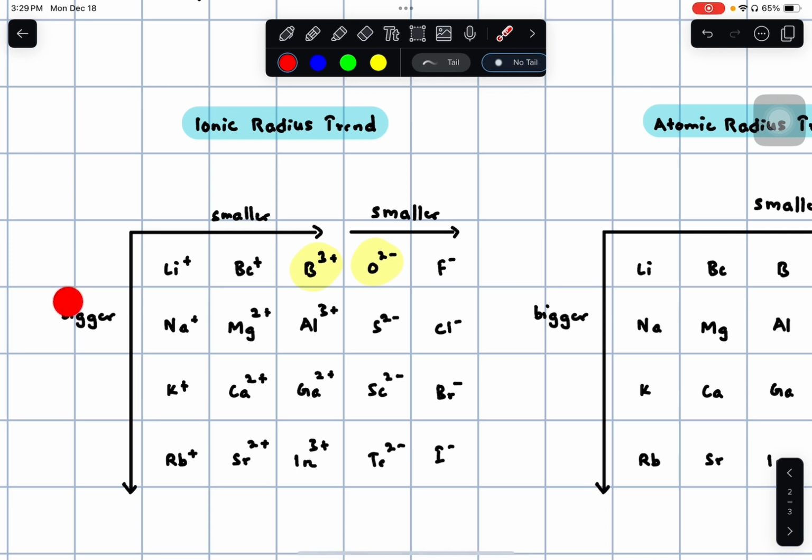And ionic radius is the same as atomic radius in terms of going down the group. The size of the positive ions or the size of the negative ions will become bigger and bigger as you go down the group because of addition of electron shells.